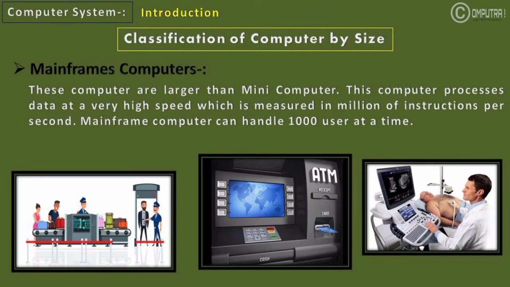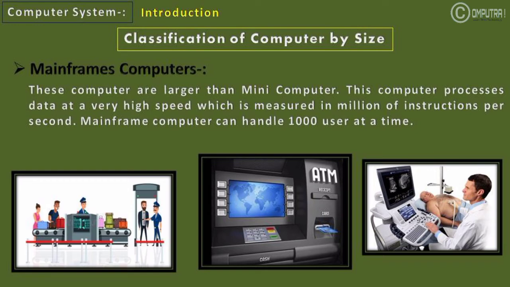Now the next is mainframe computer. Mainframe computers are larger than mini computer. If we compare mini computer to mainframe computer, then the size of mainframe computer is larger than mini computer. This computer processes data at very high speed, which is measured in millions of instructions per second. It means if you give millions of instructions to mainframe computer, then mainframe computer can perform millions of instructions in a second. In this computer, 1000 users can perform tasks at a time. That means 1000 users can do their work on this computer.